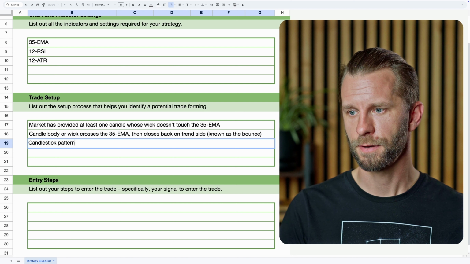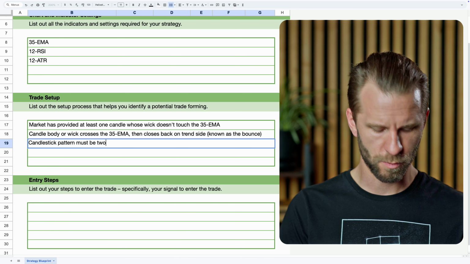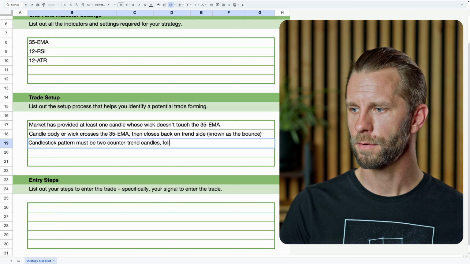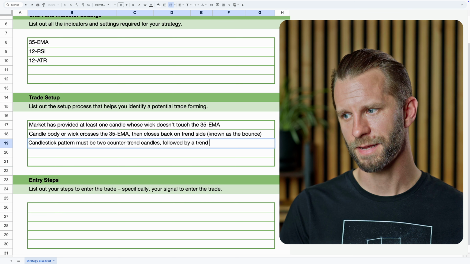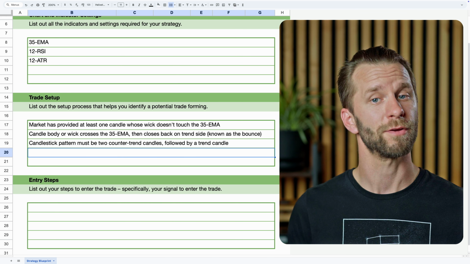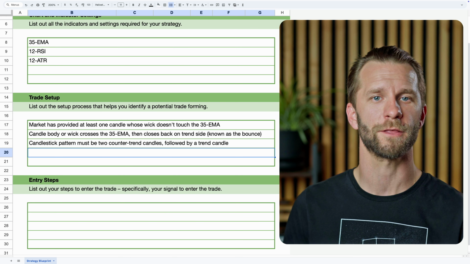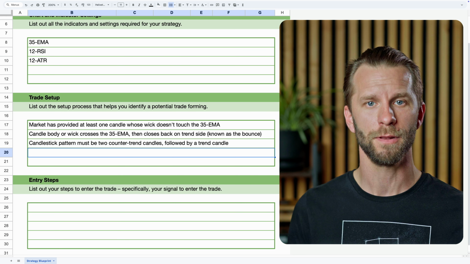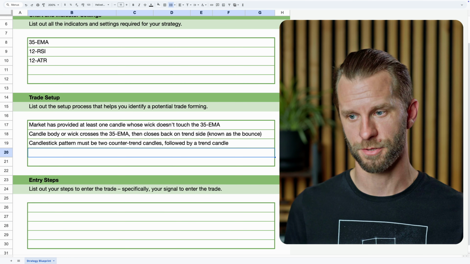Candlestick pattern must be 2 counter trend candles followed by a trend candle. So this ensures there are 2 candles moving towards the 35 EMA before the one that is our trend colored candle bounces away from it and we enter the market.